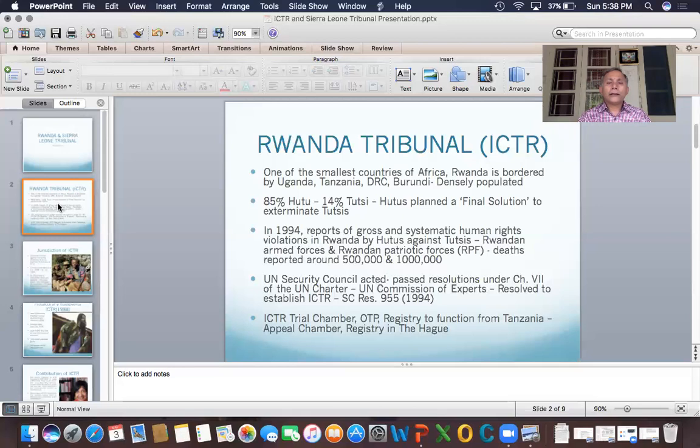If you look at the composition of the offices, you'll find that it had a trial chamber, an office of the prosecutor, and the registry. All these offices would function from a neighboring country of Rwanda, that is Tanzania, and the appeal chamber of this Rwandan tribunal would be established in The Hague. Even the registry of the appeal chamber will be at The Hague.